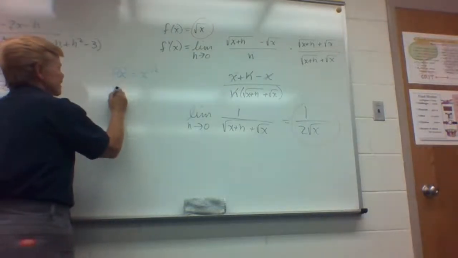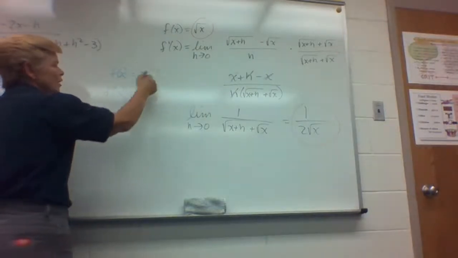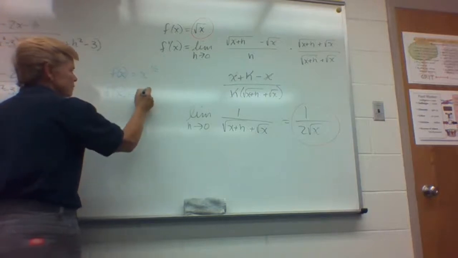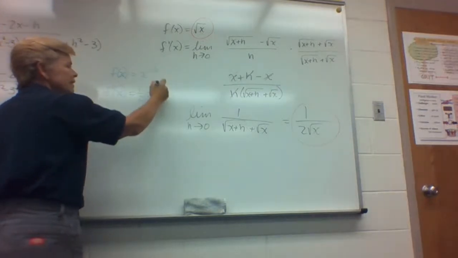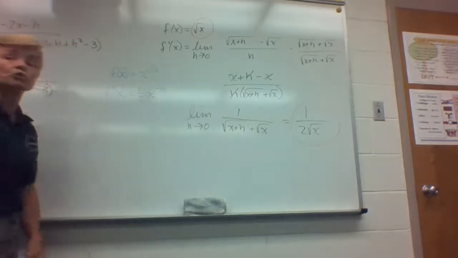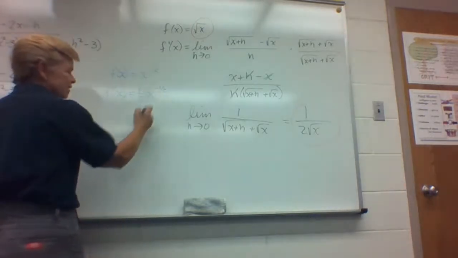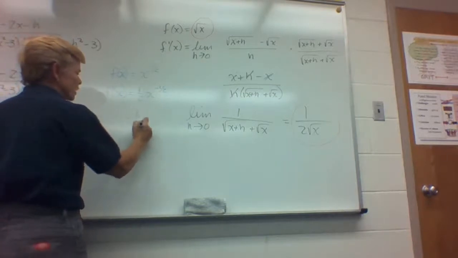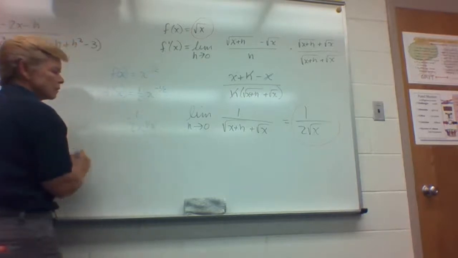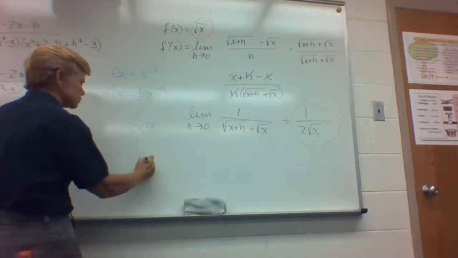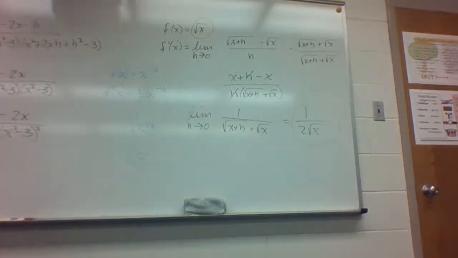F prime of x, if I apply the power rule, is going to be 1/2 times 1, x to the -1/2, because that has to be reduced by 1. That goes downstairs because it's got a negative exponent, so it's 1/2x to the 1/2, which is 1/2 root x. Oh, that is so cool.